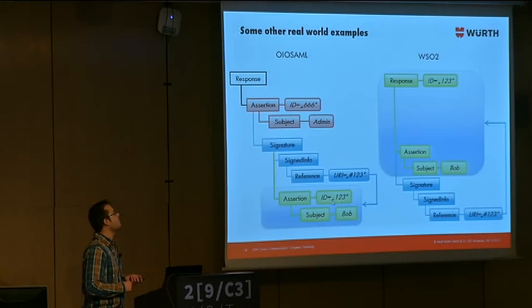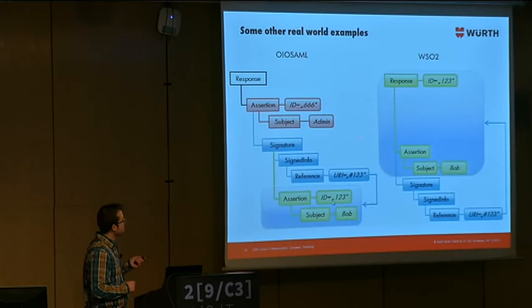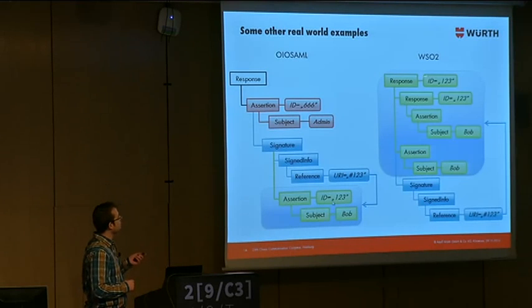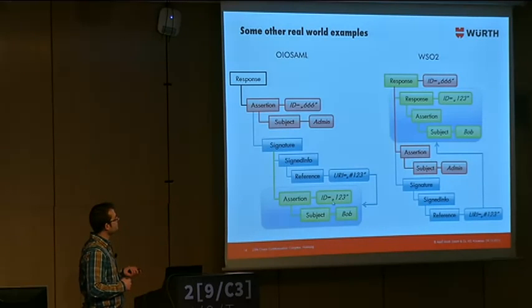The second example is for WSO2, which is a SOA-based open source cloud platform. Here we have another form of XML signature because the whole response message is signed. And the attacker simply copied the whole response message into the original response and changed the ID attribute and the content of the original assertion.